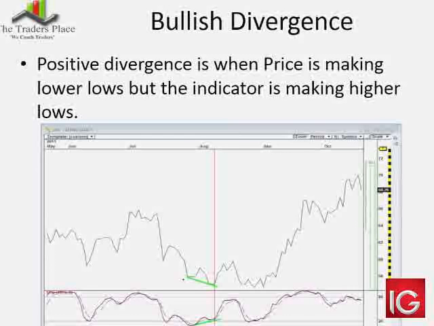This particular example has 2 divergences. I just drew the first 2 in with the lime green, and then there's actually a longer-term divergence that I'm drawing in now, where the stochastic later on confirmed again, pushing us into that nice upward move there.